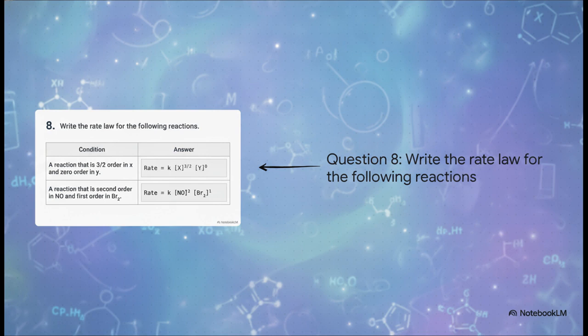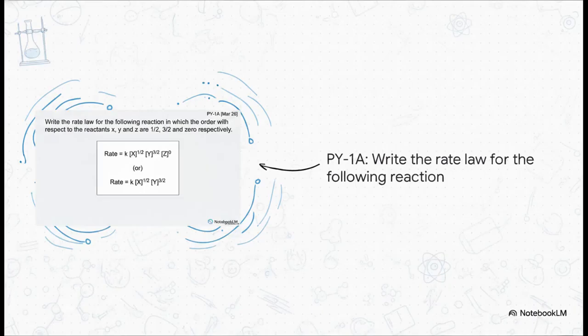Condition B is a reaction that is second order in NO and first order in Br2. The exact answer is rate equals K, [NO] to the power of 2, [Br2] to the power of 1. Honestly, it's really that straightforward. Let's look at another one. This brilliantly illustrates how examiners might test this.